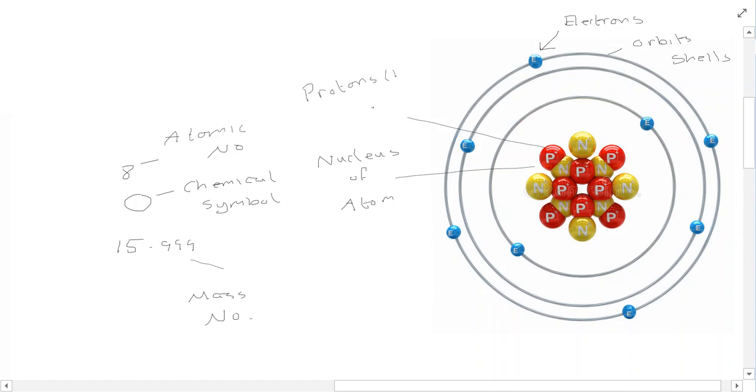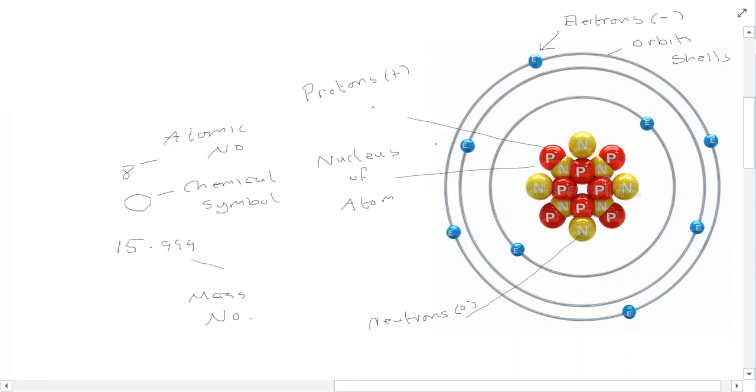Okay, and they actually carry a positive charge. The electrons here on the outside carry a negative charge. And then you have these guys here, the Ns, which are known as neutrons, and they don't carry any charge. So there's no charge on that.